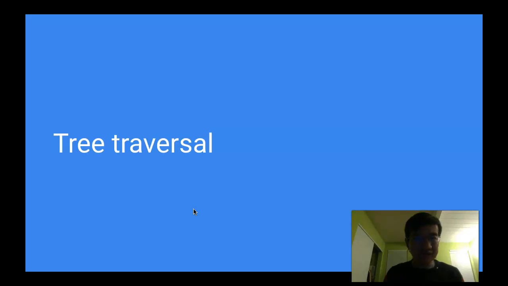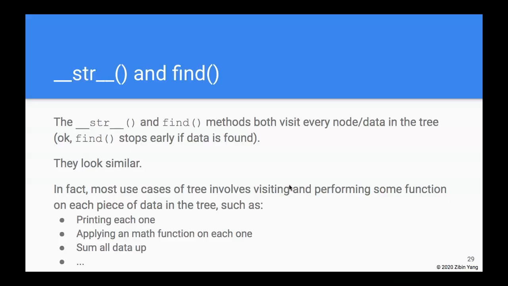Hi, in this video, we're going to talk about tree traversal. So we have written both the dunder string method and the find method, and both of these visit every node or every data or element in the tree. Now, there is a small difference between them because find will stop if the data is found, whereas dunder string would always visit every element in the tree. But regardless, these two functions or methods, if you remember them, look very similar.